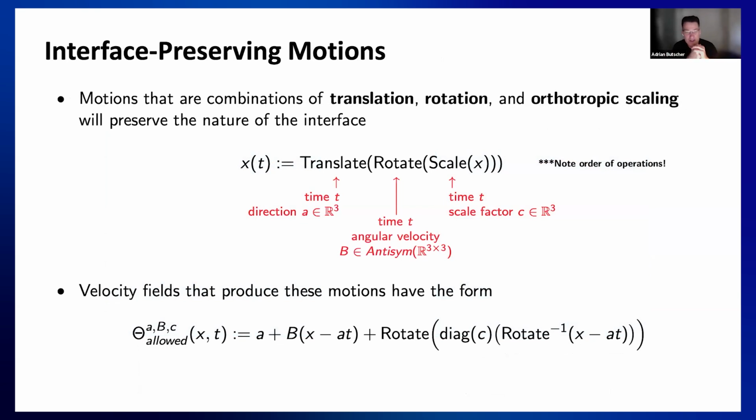And note there's an order of operations which has to be respected here. From that, we derive that velocity fields producing these motions must have a very specific form. They're of the form given at the bottom of this slide, with given translation parameter A, angular velocity vector B, and orthotropic scaling factors given by three components of a diagonal matrix C. So given A, B, and C, you can generate an allowed motion that we're going to allow within the interface region.